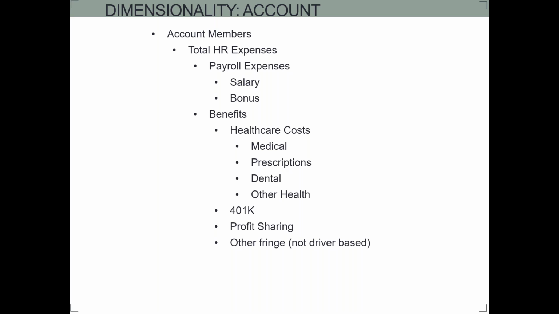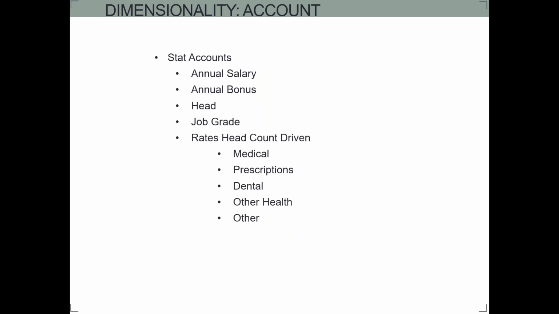Then we have profit sharing. And then we have other fringe that is not driver-based. So obviously, if there's stuff that needs to be planned in the HR model that's maybe not necessarily some kind of expense that is booked to a cost center for HR, and it's not necessarily driven by headcount or salary, there's some accommodation for that. Okay. So again, we have some stat accounts. That's basically job grade, things like that we can put in there for even greater granularity.